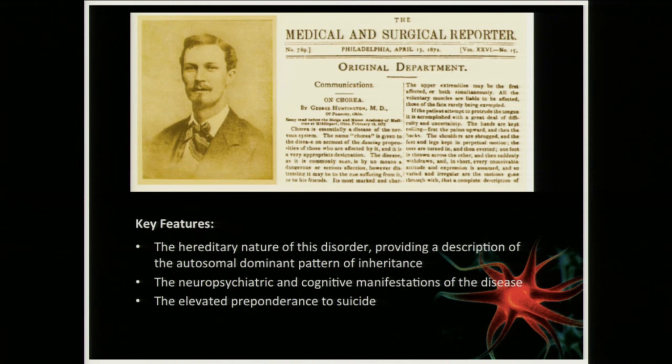This is a picture of the gentleman right there. He is actually the son of a physician, and he spends his days sitting outside of his father's office and watching the people walk by. And he notices, through observation, that there are people who have unusual movements. And what he really notes, which is the most important part of his manuscript, is that it's hereditary. And not only is it hereditary, but it hits every single generation in the family. We call that an autosomal dominant pattern of inheritance.